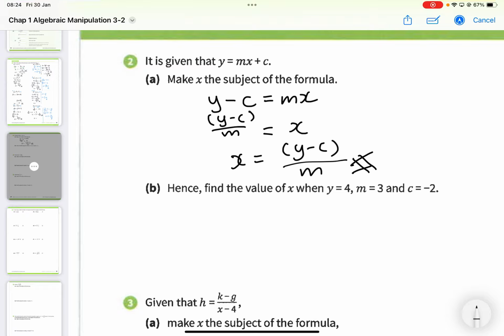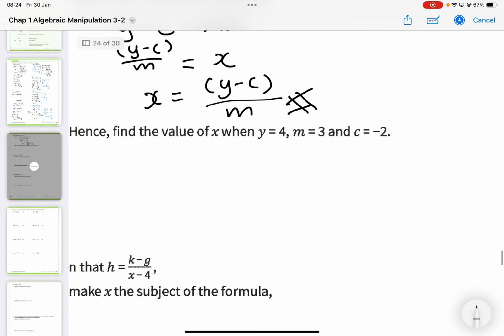Then here we will learn a bit on substitution. By right, you also learned before. So at first, my equation has how many unknowns? 1, 2, 3, 4. I don't know what these numbers are. But after that, they tell me y is 4, m is 3, c is negative 2. So I will need to do substitution. Substitute these values back into my equation or formula.